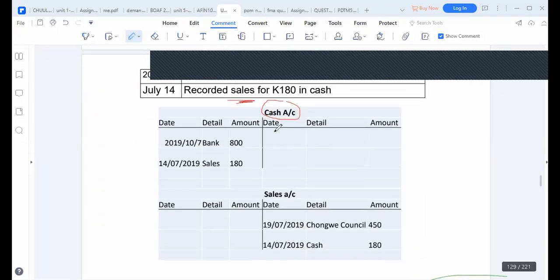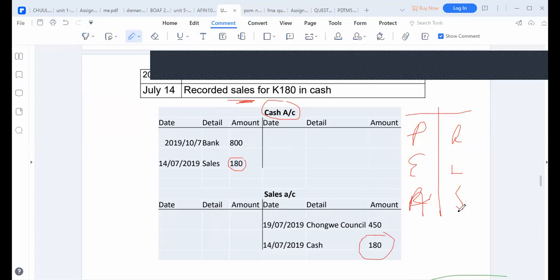So this means that when we had a cash sale, we received cash of 180. Cash is an asset using PEARLS. But to increase our sales, sales always have what? A credit. So this is what is happening. To increase sales, we do the credit.